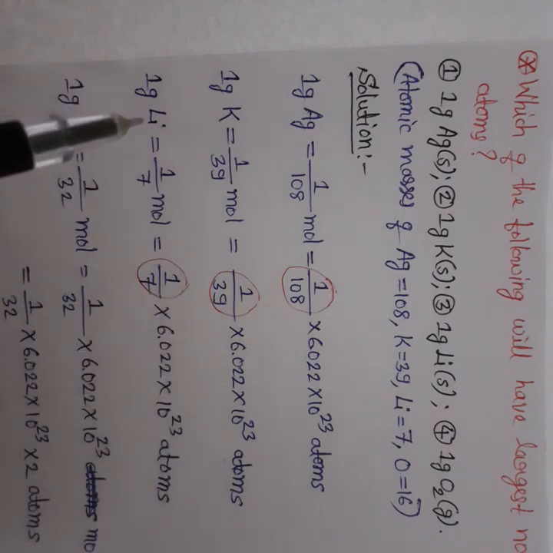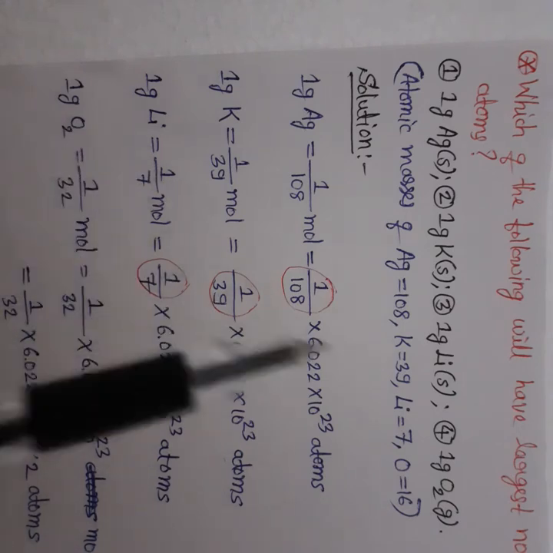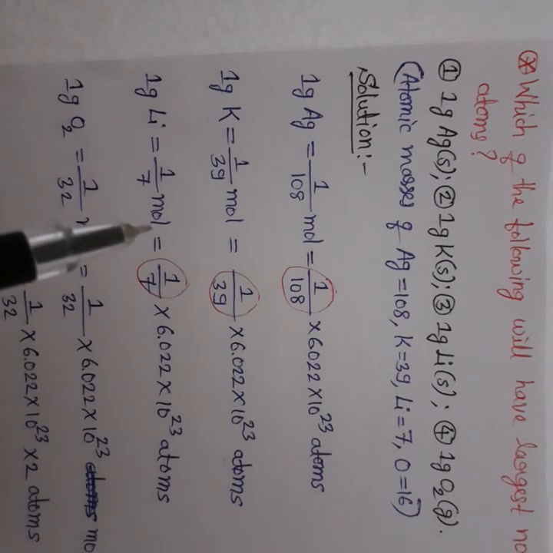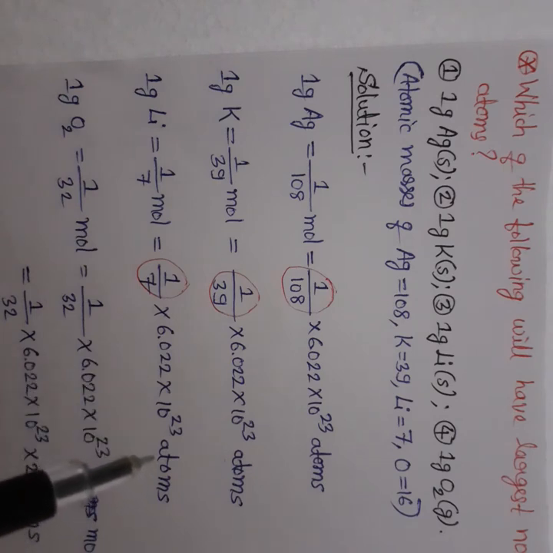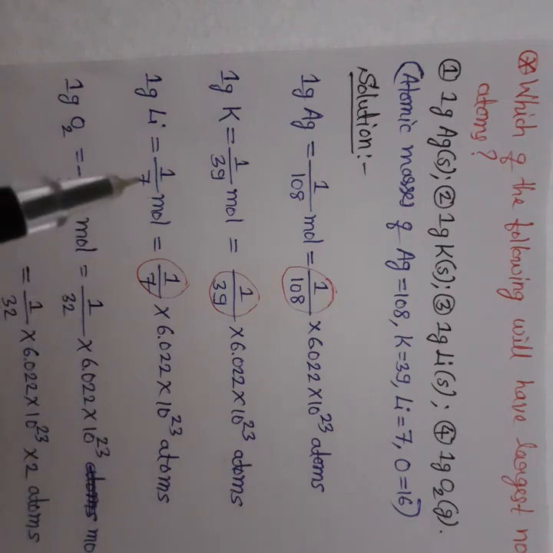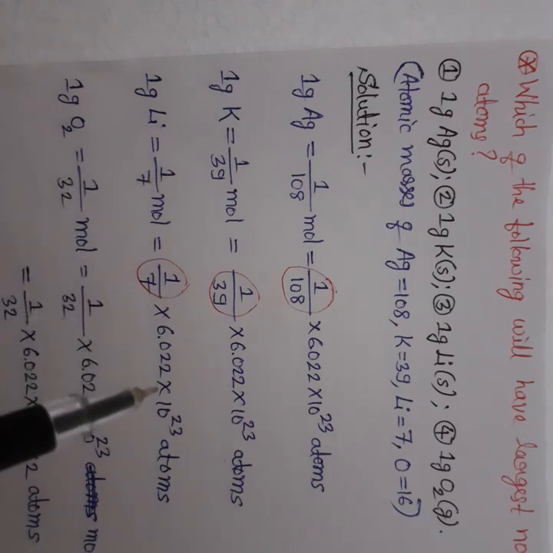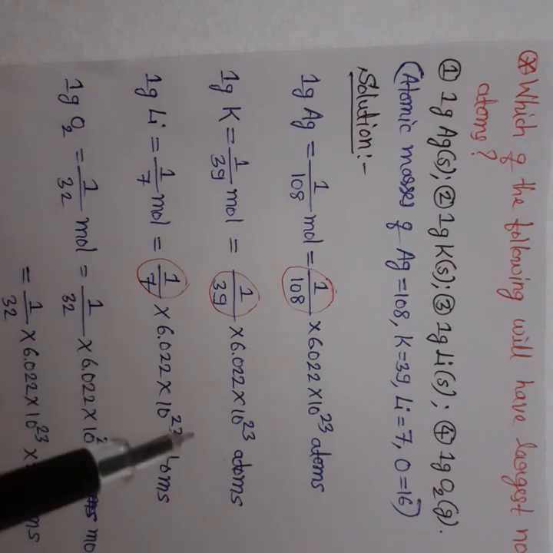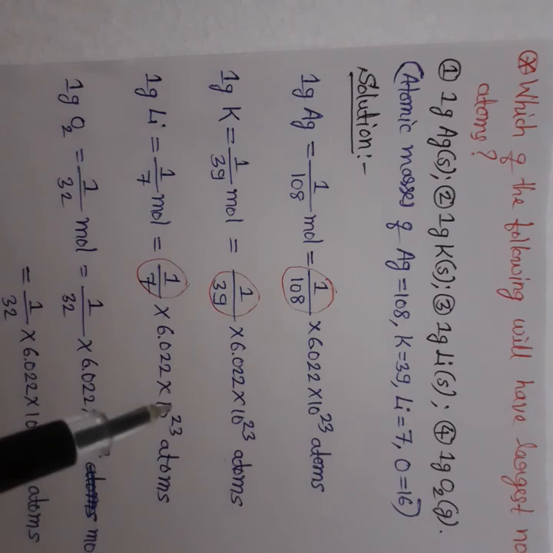Similarly, 1 gram of lithium is equal to 1 divided by 7 mole, where 7 is the atomic mass of lithium. This gives moles. To convert into number of atoms, we need to multiply this 1 divided by 7 by Avogadro number, that is 1 divided by 7 into 6.022 into 10 to the power 23 atoms. This is the number of atoms present in 1 gram lithium.